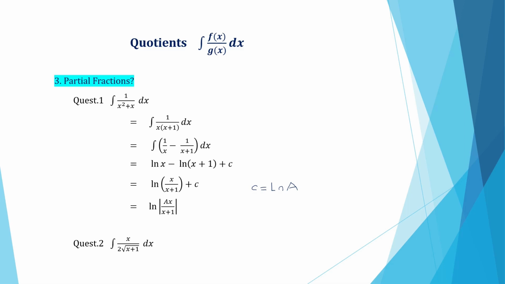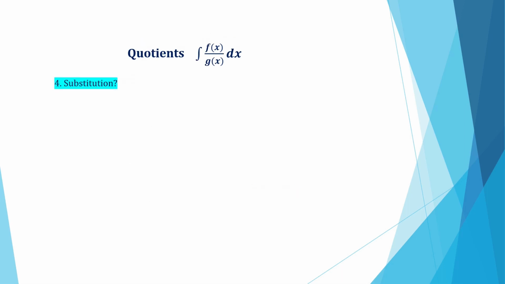Now here's a second question. Going through our checklist, is it a type 1? No. Type 2? No. Partial fractions? No. Again, we need something else. If it's none of the first three on our checklist, then it's very likely to be integration by substitution. In this case, we would want to let u equal x plus 1, which we differentiate.